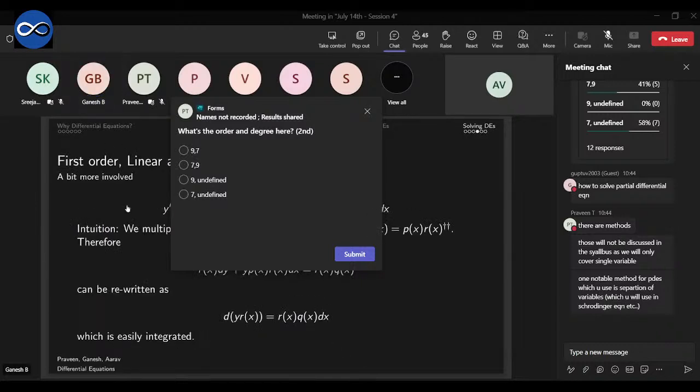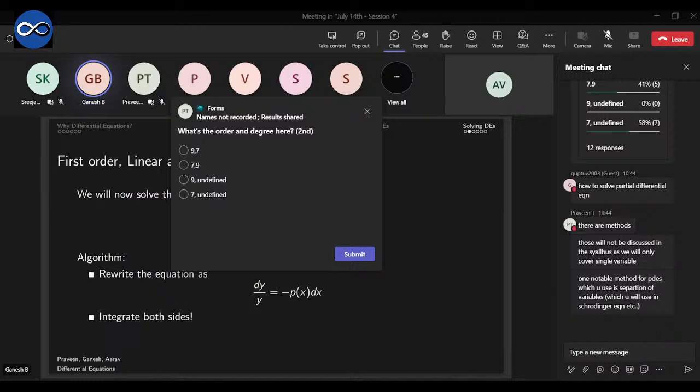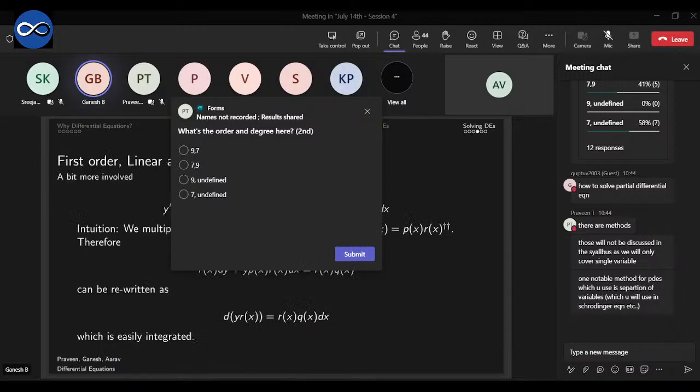Moving on, you have your first order linear and non-homogeneous differential equation. The earlier one was homogeneous. This one is non-homogeneous, which means the right hand side of this equation is not zero. It's a function of this independent variable. It's a bit more complex than the earlier one. The earlier one was a simple rearrangement, pulling y terms to one side and x terms to the other side and just integrating everything. Here it's not so simple.